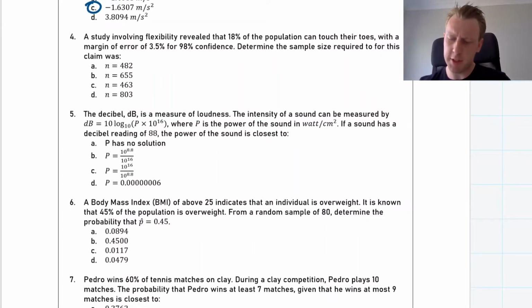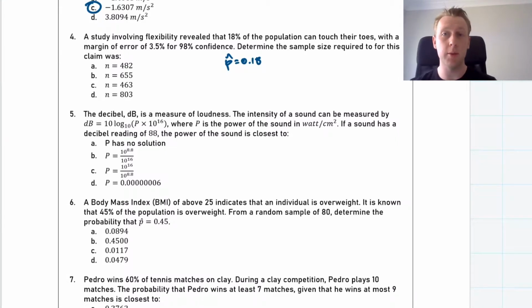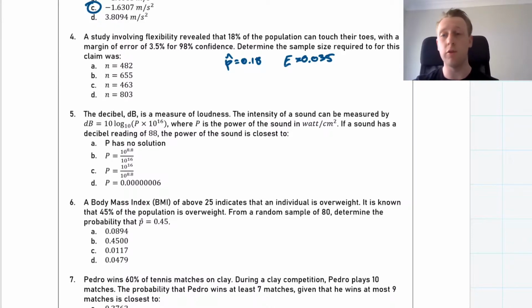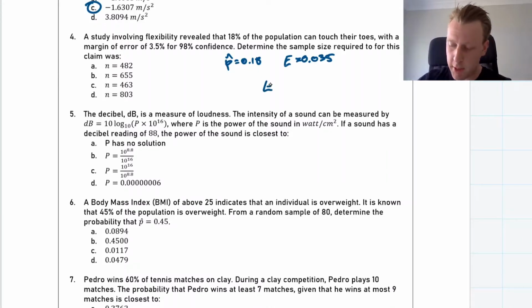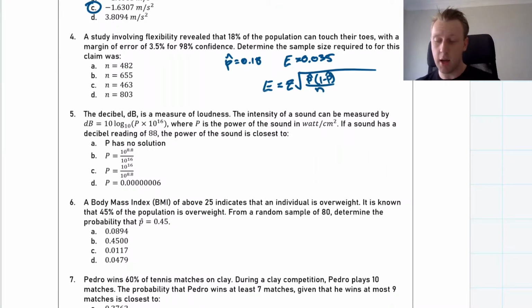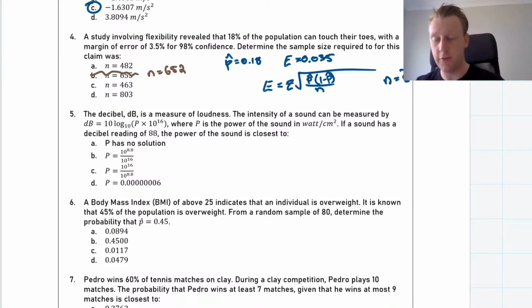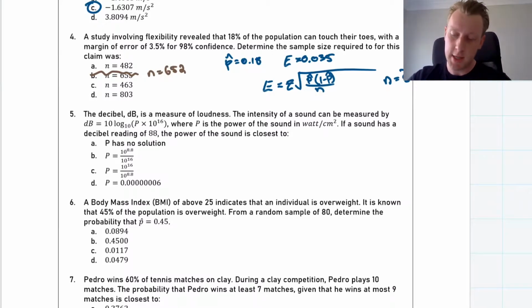This one's a little tricky, so we've got a study revealing flexibility shows that p hat is equal to 0.18. Only 18% of people can touch their toes. With a margin of error of 3%, so 0.035, and a 98% confidence. So if we remember, our margin of error formula is the z-score times the square root of p hat, times 1 minus p hat, over n. And we want to determine what this n is closest to. Now, I've actually got this solution here should be n equals 652, not 655. Kind of giving away the correct answer there.